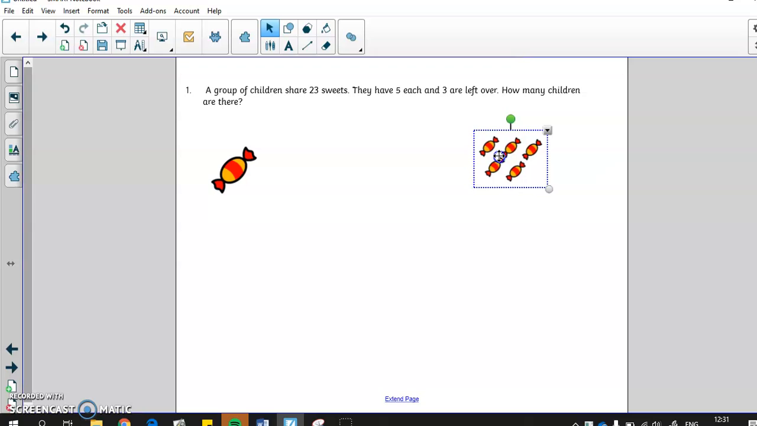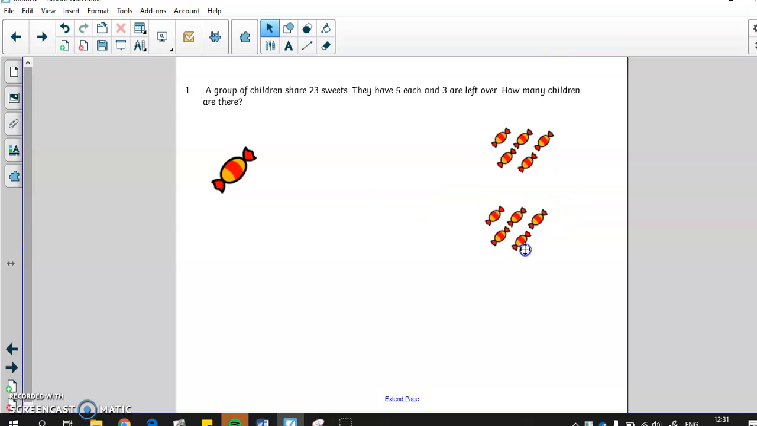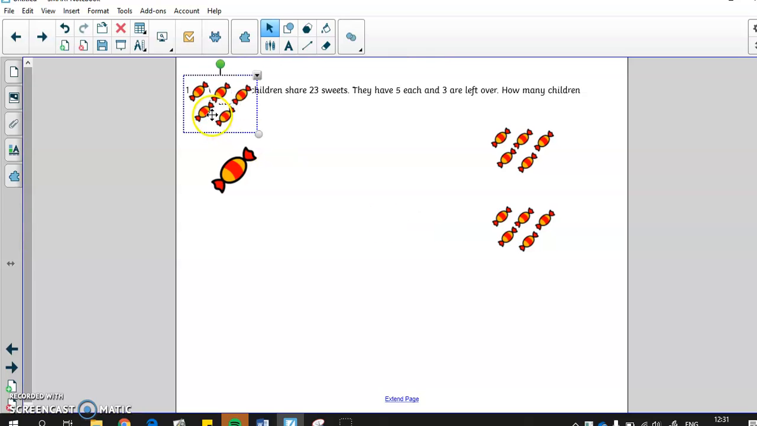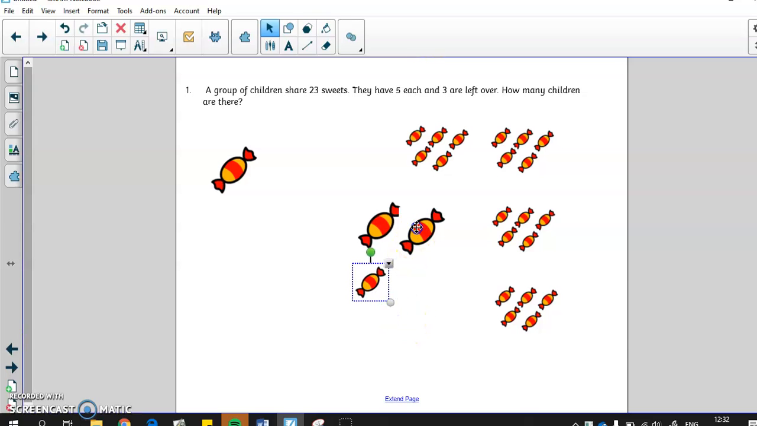So if I had one child, they'd have 5 sweets. If another child came to join them, 5 and 5 is 10. If there are 3 children, that would be 15. I don't think that's big enough. They have 23 sweets. 5, 10, 15, 20. Okay, and mustn't forget about my 3 left over. They're a bit enormous compared to the other ones. I feel like I need to make them all the same size. Roughly, there we go.